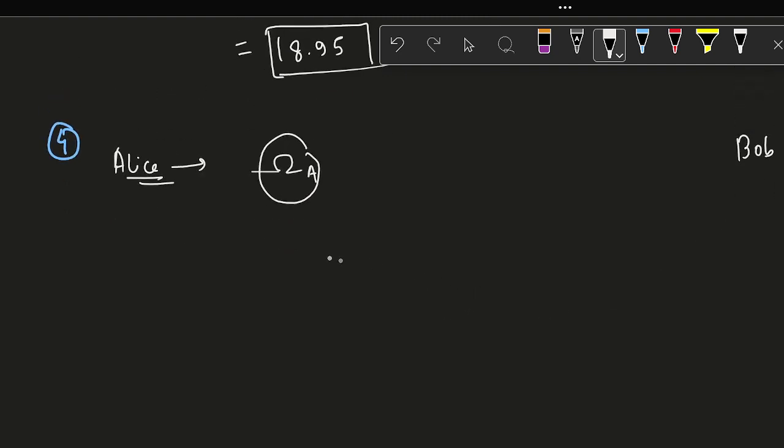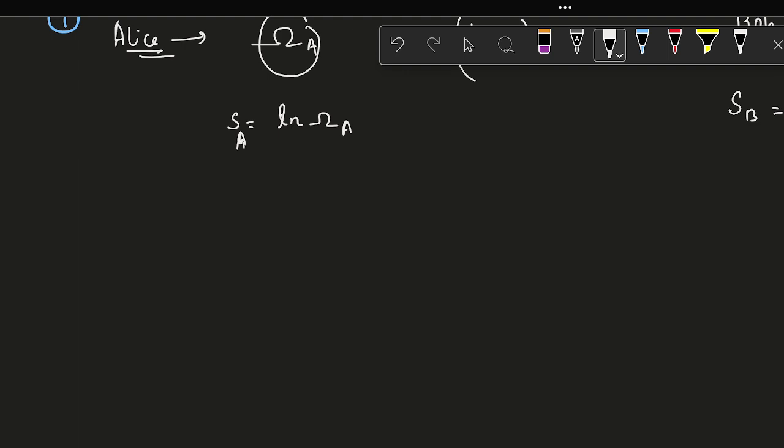Now as we know, to calculate the entropy we first have to know the number of microstates for each of them. If we have to find the entropy of Alice, S_A equals ln omega_A. Again we have taken k_B equal to 1. Don't bother about that, because we don't need the actual value, only a comparison of which one has higher entropy. And for Bob the entropy will be S_B equals ln omega_B. So again we have to get omega for each of the cases.